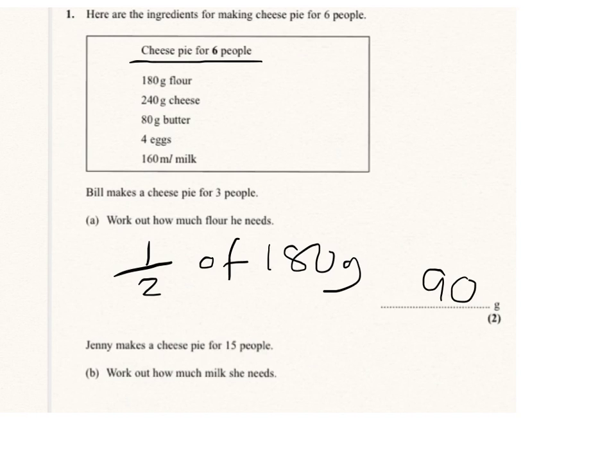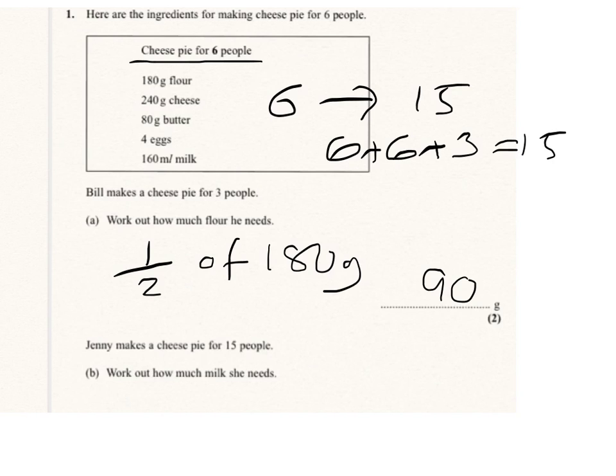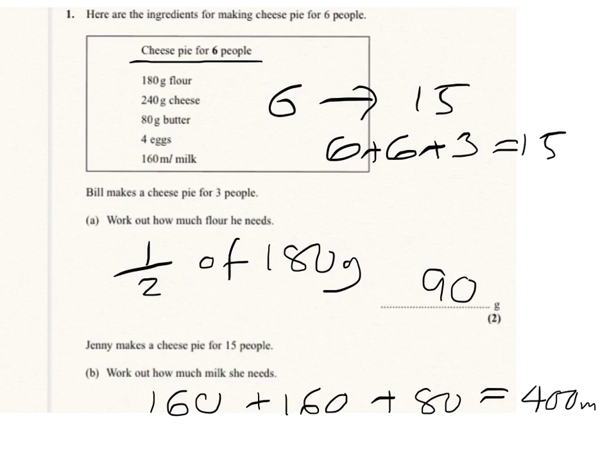And the second part of the question, Jenny wants to make a cheese pie for 15 people. So 6 to 15, you should realise that is times 2.5. Now 6 plus 3 equals 15. So if we take the milk that was originally used, which is 160, we've got to add another 160, and then half again, which is 80. So that comes to 400 millilitres altogether.